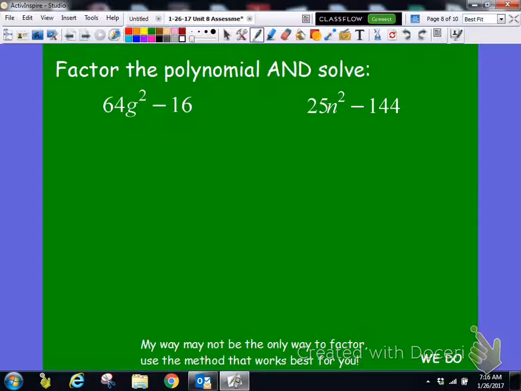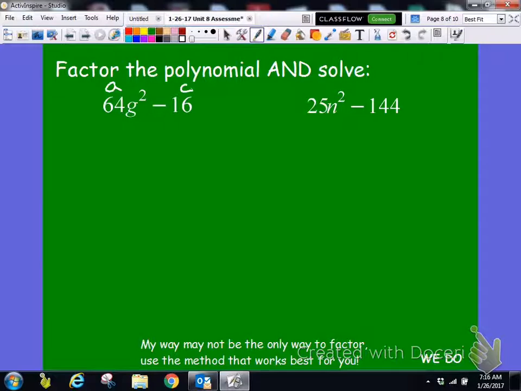Now we're going to look at factoring some polynomials and solving again, but this time these polynomials are able to be solved using difference of squares. Now, how do I know they're able to be solved using difference of squares? Well, first off, I only see two terms, and I don't see a b value. So I have an a and I have a c, but I do not see a b value.